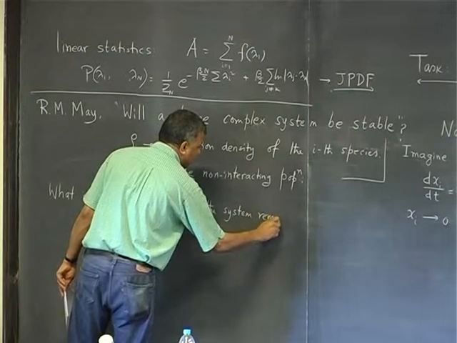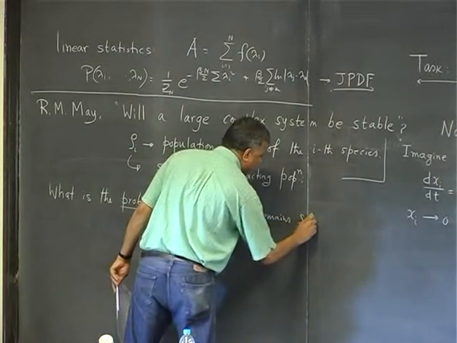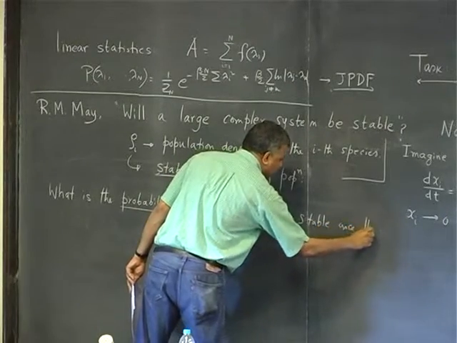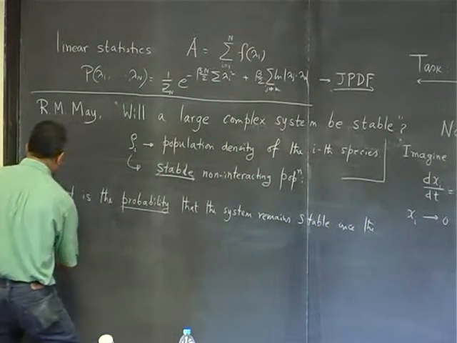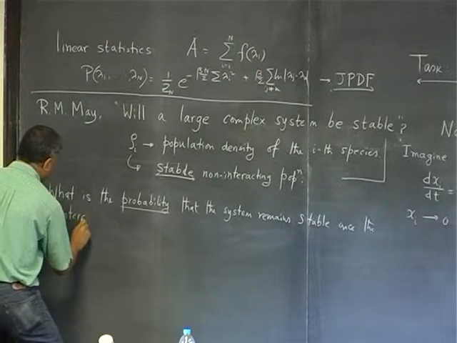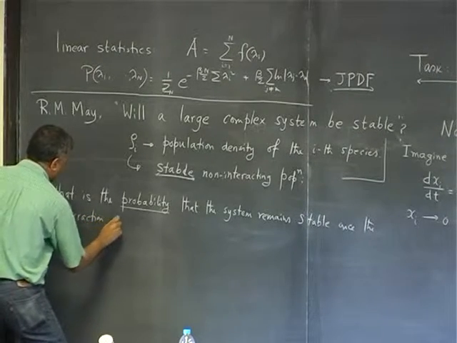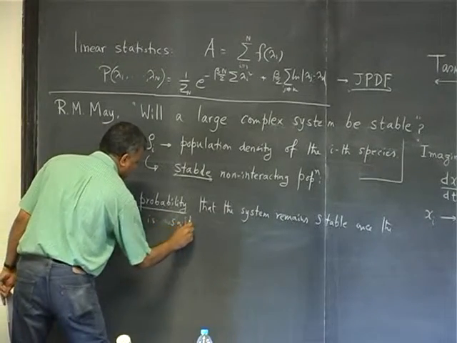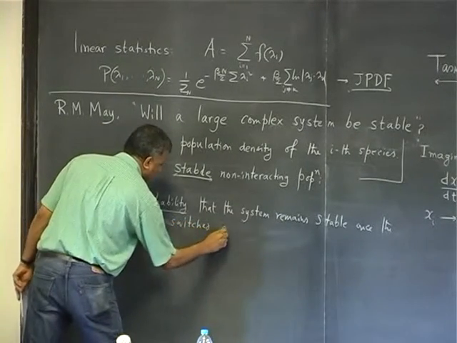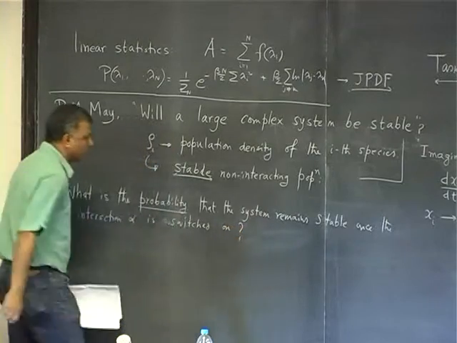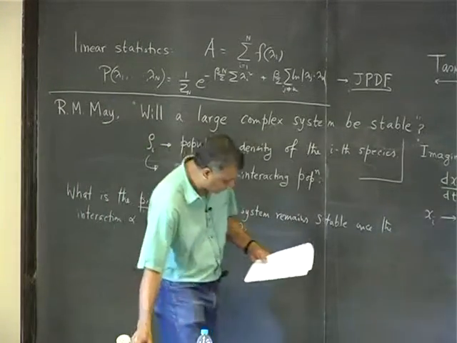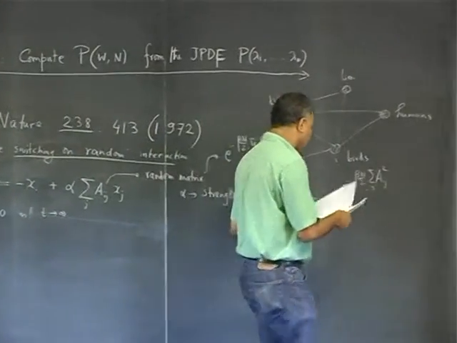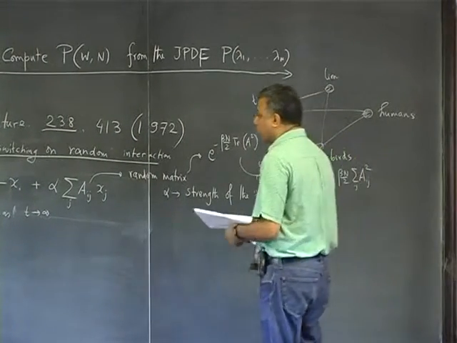remains stable once the interaction alpha is switched on? The stability probability. So how will you solve this problem?